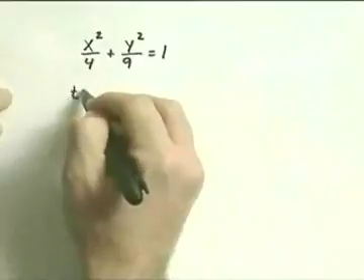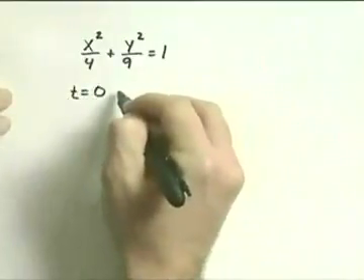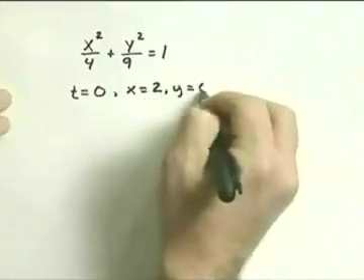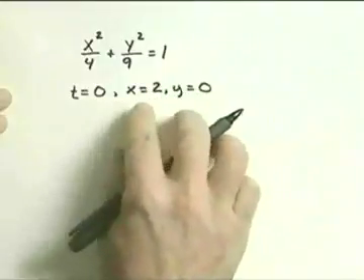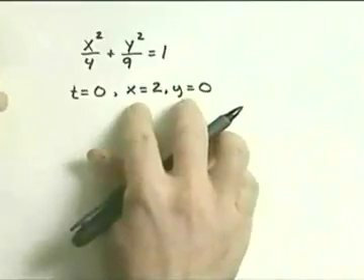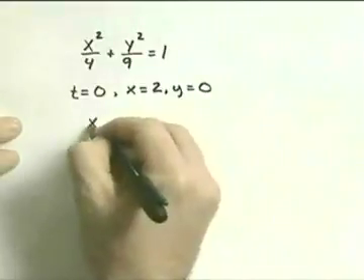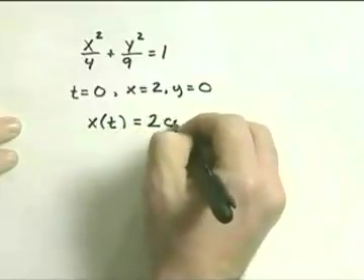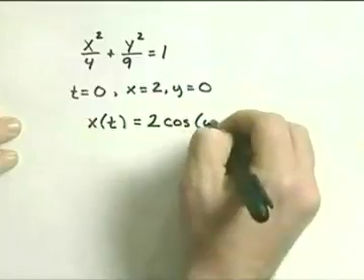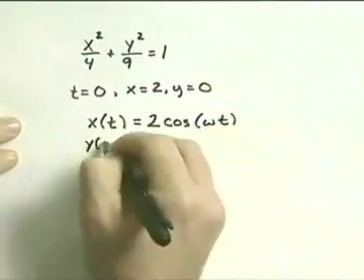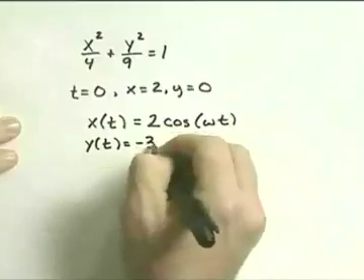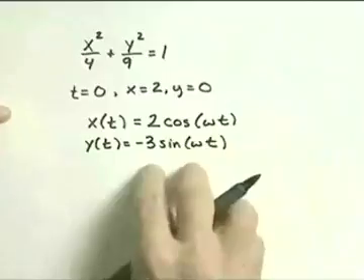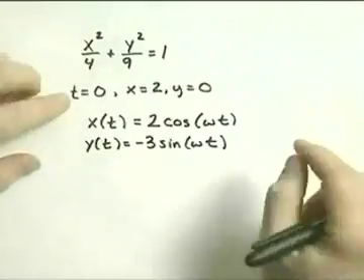So we have that when t equals 0, x equals 2, and y equals 0, because when t equals 0, we're at the point (2, 0). So our equations are going to be of the form x of t equals 2 cosine of omega t, and y of t equals negative 3 sine of omega t. Why is that? Well, let's think about this for a second.